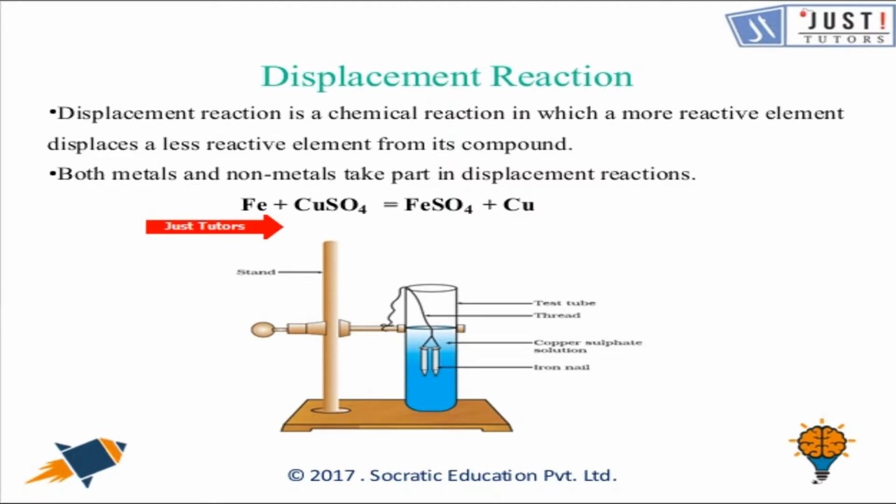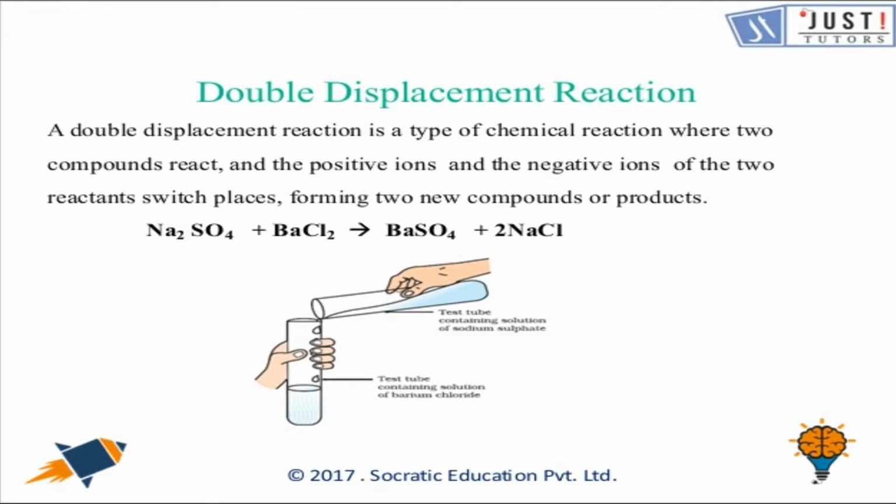Now we have double displacement reaction. So it is a kind of same thing, but here we have two reactants and two products. So displacement is taking place twice. So you can take example here. The sodium sulfate is reacting with barium chloride, but in the products we have barium sulfate and sodium chloride. So basically here displacement is taking place twice.